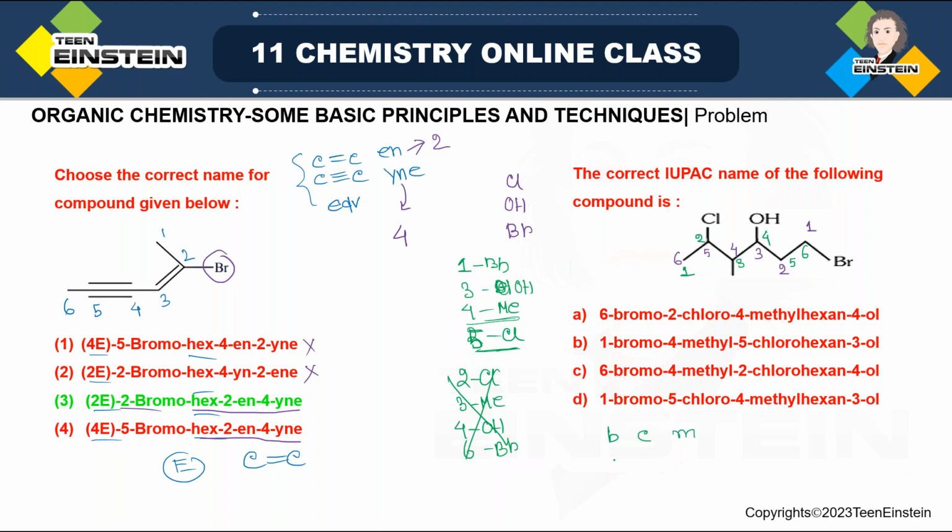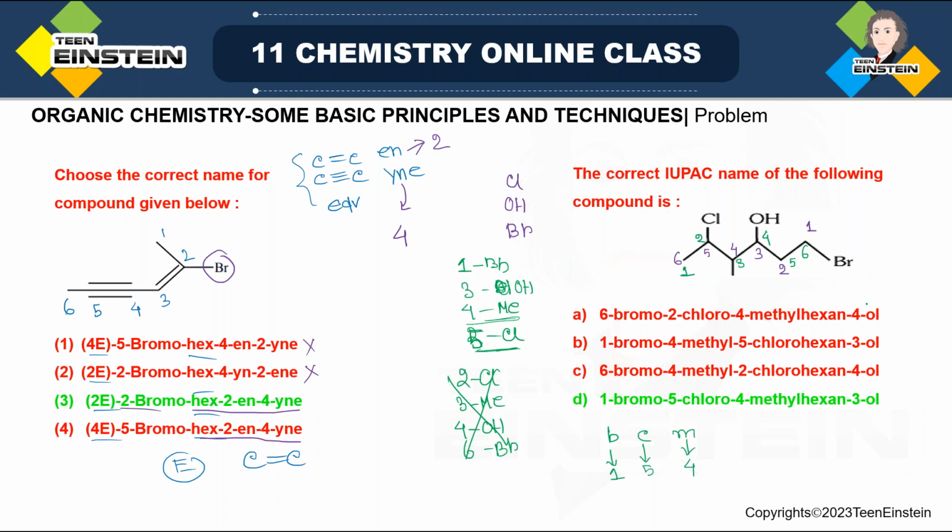Now for bromine, the position is 1. For chlorine, the position is 5. For methyl, the position is 4. So it must be 1 bromo, 5 chloro, 4 methyl, and then it is hexane 4 ol. Fine. So it is matching with this last option.